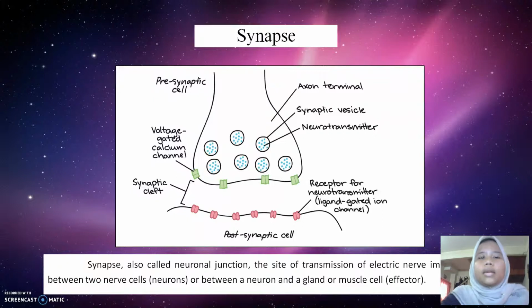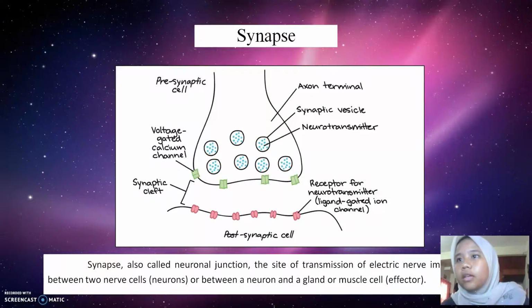The synapse, also called the neuronal junction, is the site of transmission of electrical nerve impulses between two nerve cells or neurons, or between a neuron and a gland or muscle cell effector. The action potential will trigger the presynaptic neuron to release the neurotransmitter. The action potential reaches the axon terminal and depolarizes the membrane. So the voltage-gated calcium ion channels will open and calcium ions will flow into the presynaptic cell. The calcium ion influx triggers the synaptic vesicles to release the neurotransmitter.